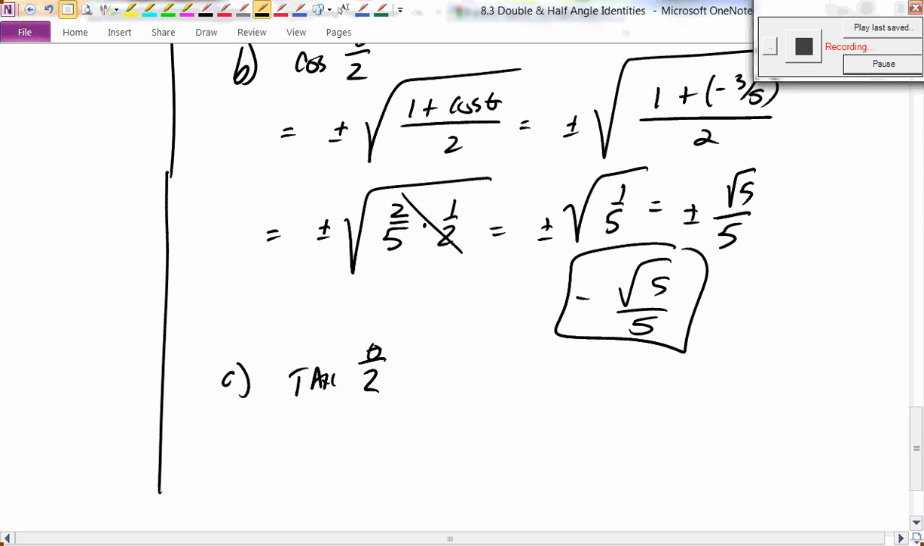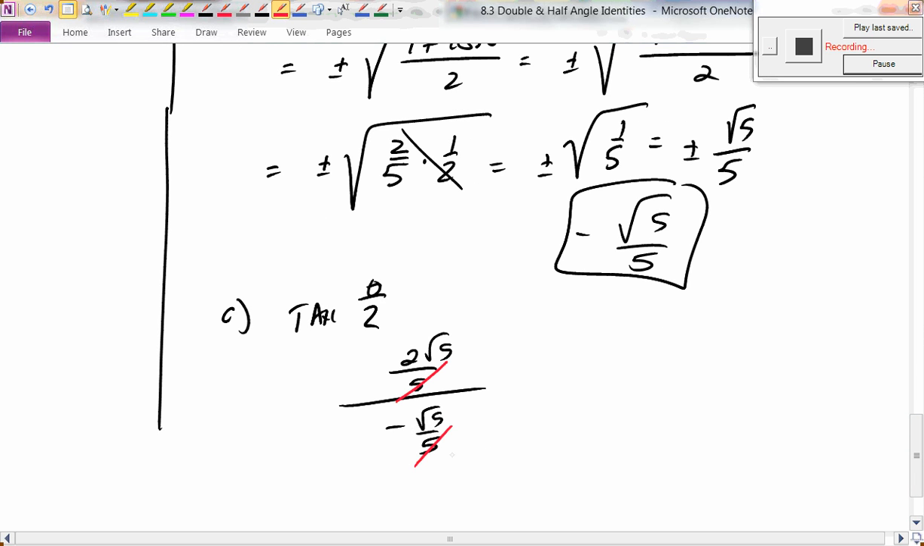Instead of picking one of those, can we just take the sine over the cosine? So couldn't we just take 2 rad 5 over 5 divided by negative rad 5 over 5? And these cancel out, don't they? So that gives me 2 rad 5 over negative 5. Negative rad 5, which gives me negative 2. Oh, man, that is way faster. So you can do that little trick at the end to find the tangent of those. Make sure that you utilize that trick.